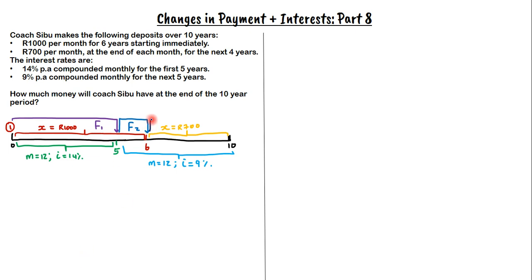So it means from here up until the end, there was no change. So this is our third future value, right? So that is what we're going to do here. Now, notice something here. When there's a disruption, right?